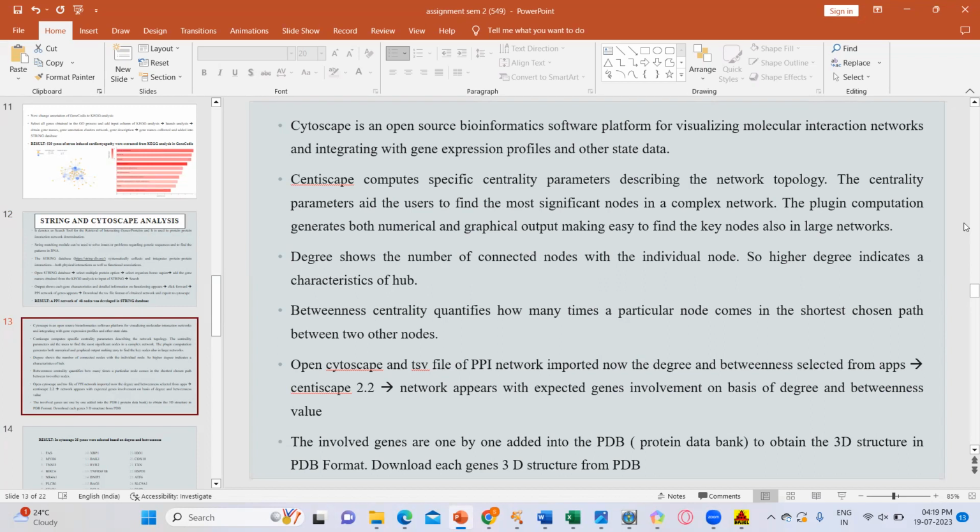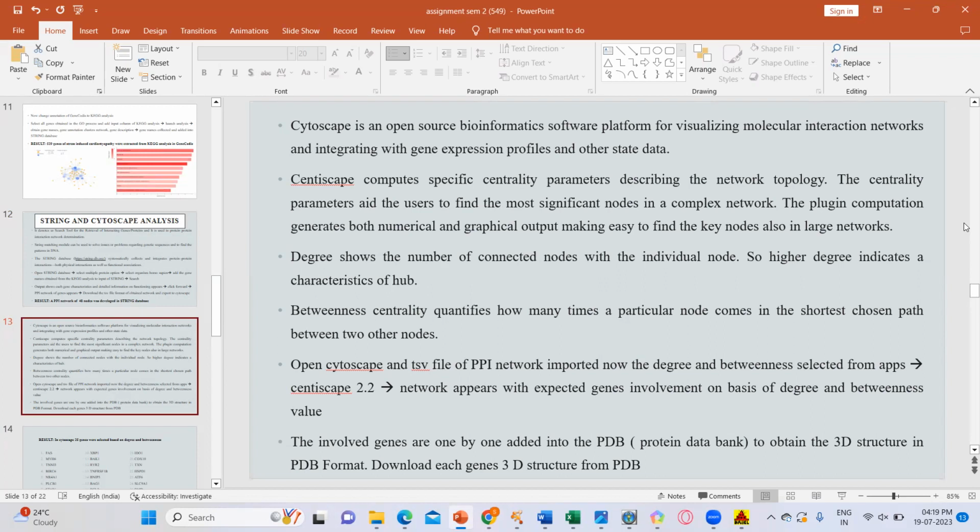networks. Degree shows the number of nodes connected with the individual node. So a higher degree indicates the characteristic of a hub. Betweenness centrality quantifies how many times a particular node comes in the shortest chosen pathway between two other nodes.